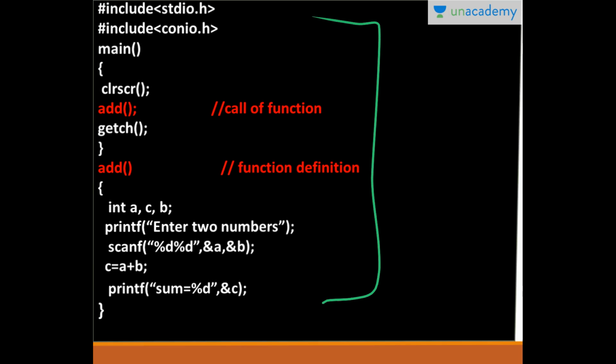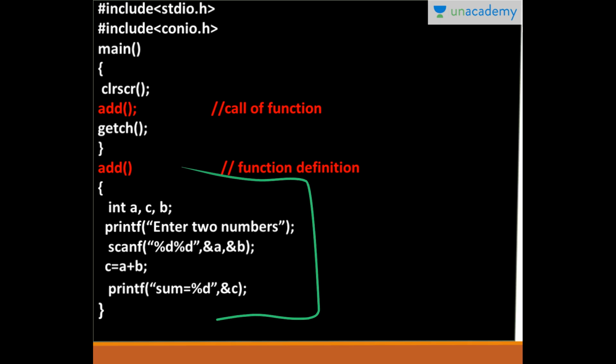Here we have taken one example: include stdio.h, include conio.h, and we call a function, then getch, and we have defined a function add here. So what we are doing is we call the function add inside the main function, and clrscr is a predefined function.